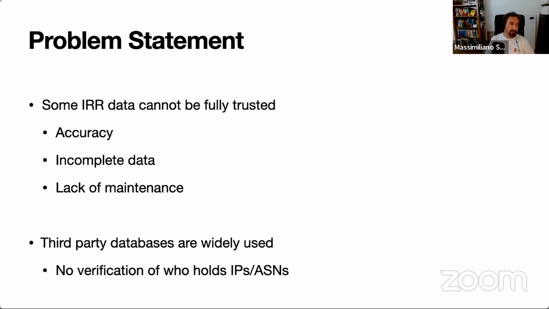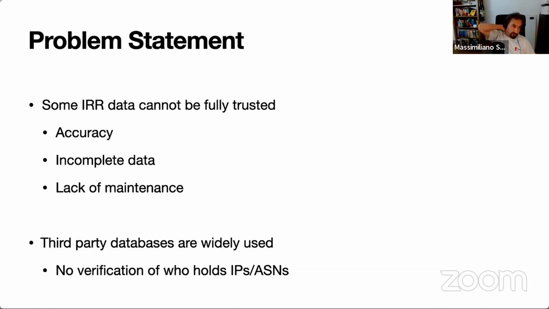But some of this IRR data cannot be trusted because of the lack of accuracy: the data is incomplete, there's no maintenance. I was building a tool together with another colleague, and we needed to pick a small country with a relatively small number of prefixes. We picked a country in Africa because that's where my colleague actually lives. We spent the whole day debugging the tool, which seemed not to work, authenticating route objects. And then we discovered that none of the routes in the country was registered in any routing registry.